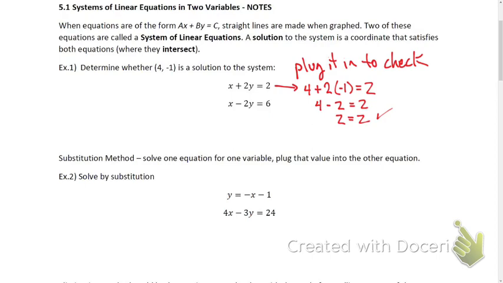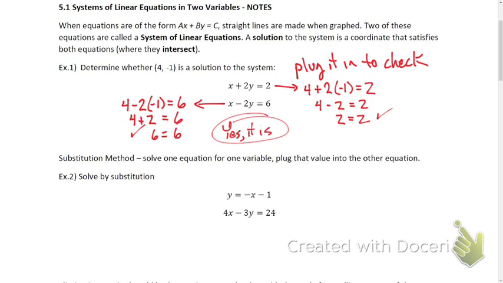You do need to show me the other equation because it's possible that it won't check out. So we're going to go 4 minus 2 times -1, and all that should equal 6. And sure enough, it does. Now, it doesn't have to. There's a chance it won't check out. But in this case, since both check out, you need to answer yes.